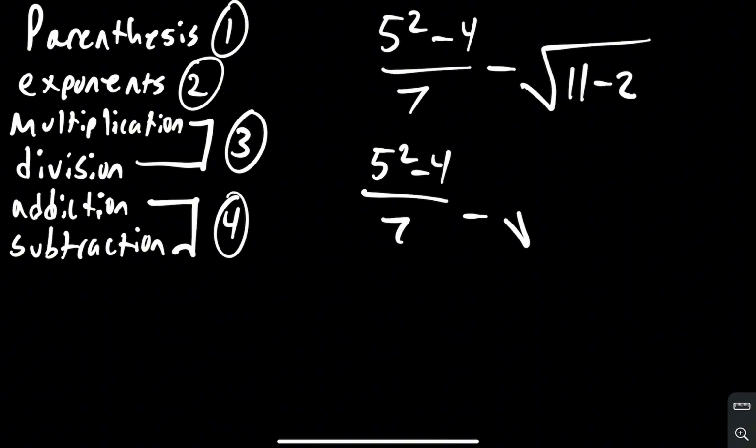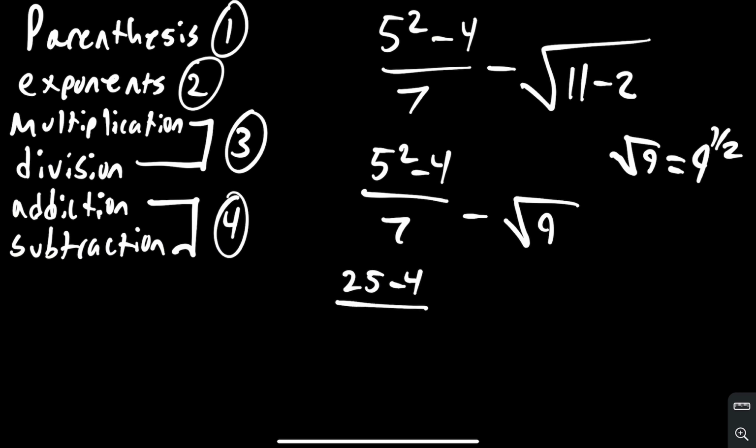Oops, that was a little crooked. Square root of 9. So then we move to our exponents. We have a 5 squared, but also don't forget about the square root. It's considered an exponent because the square root of 9 can also be written as 9 to the power of 1/2. So we do have to take care of that square root in this exponent step. So 5 squared is going to give you 25 minus 4 divided by 7. And then the square root of 9 is going to give you 3.